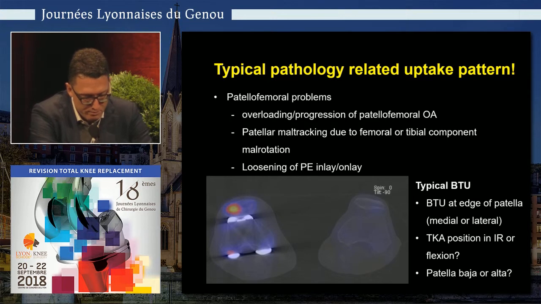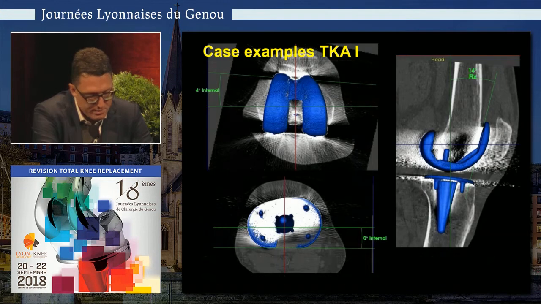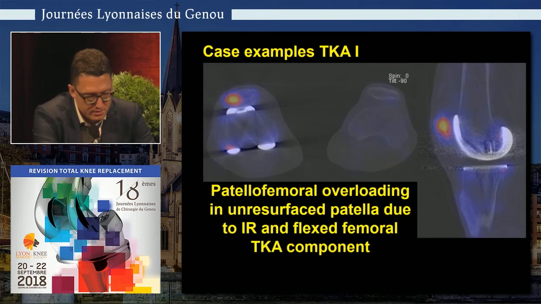For the patellofemoral, I've shown some pictures already. You see uptake on the lateral part of the patella. This highly relates to an internal rotation error of the patella. I'd like to show you some case examples. One case: persistent pain 1.5 years after TKA, never pain-free, very stiff knee. When you do the analysis, you see 14 degrees flexion in the femoral component, 4 degrees of internal rotation, and you can see the patellofemoral overloading on the lateral side.